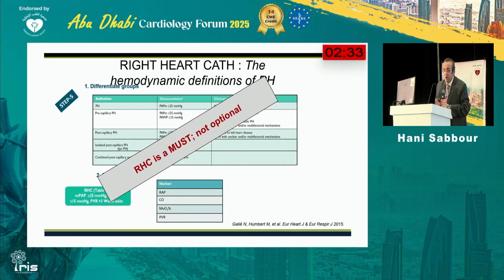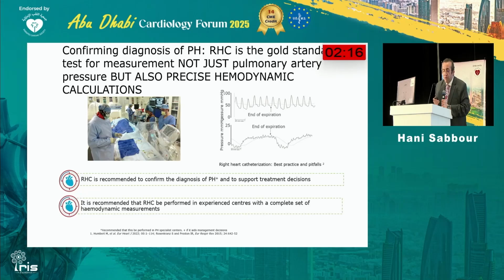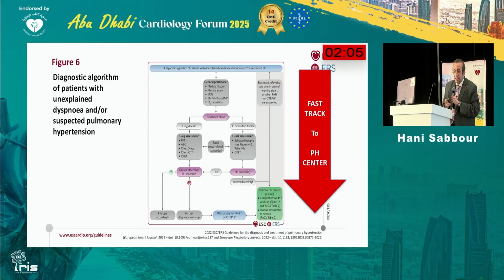It's a must, it's not optional. And this is since 2015. It's not new, it's been highlighted multiple times. So as I showed you in the other one, pulmonary hypertension right heart cath is the gold standard, not just to measure pressure, but for precise hemodynamic calculations with breathing, with exercise, with fluid loading to confirm, to support treatment decisions with a complete set of hemodynamic measurements, right? And as Dr. Muhammad very nicely said, it really needs to have the time and effort behind it so you can have a correct, accurate diagnosis.